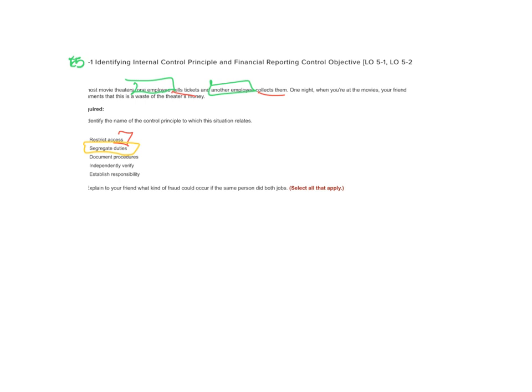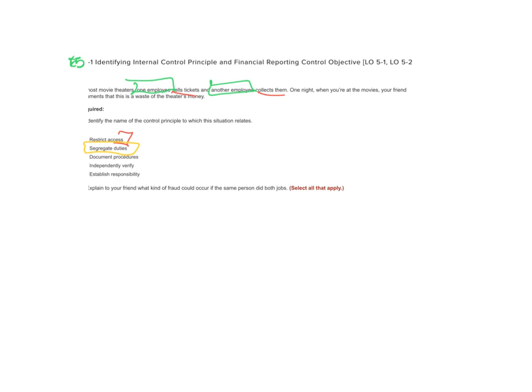Okay, the next one says document procedures. Document procedures is where we record the procedures that are being done. For instance, if we gave a receipt along with the sale of the ticket. So that one probably doesn't apply as much here, so we'll move on to the next one. The next one is independently verify. Independent verification is where someone outside, or another document outside of the process, is used to verify something that's going on. In this case, that one probably doesn't apply as well.